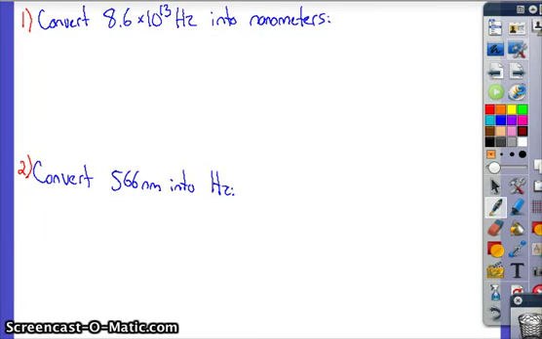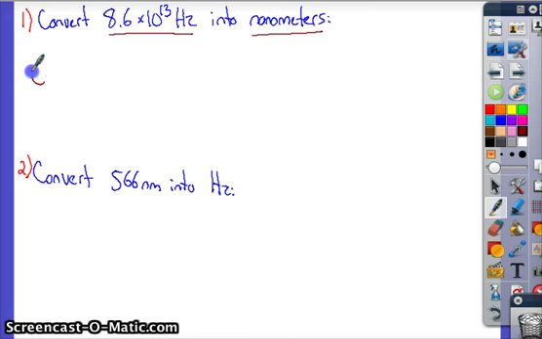The first problem asks you to convert 8.6 times 10 to the 13 hertz into nanometers. And in the second problem, we're going to be doing the opposite and converting nanometers into hertz. Let's first look at what we're given. We're given hertz, which is a frequency, and we're asked to look for nanometers, which is a wavelength.